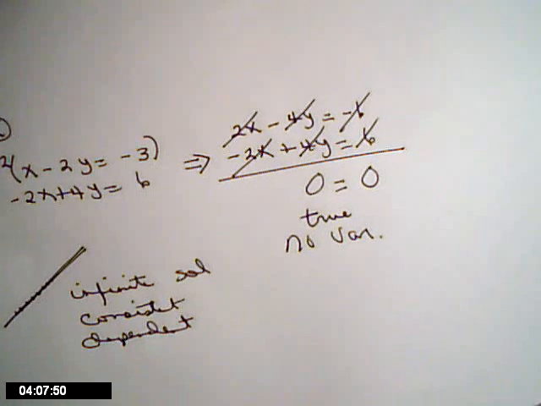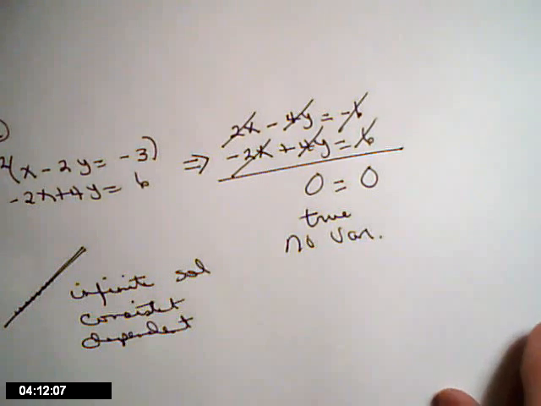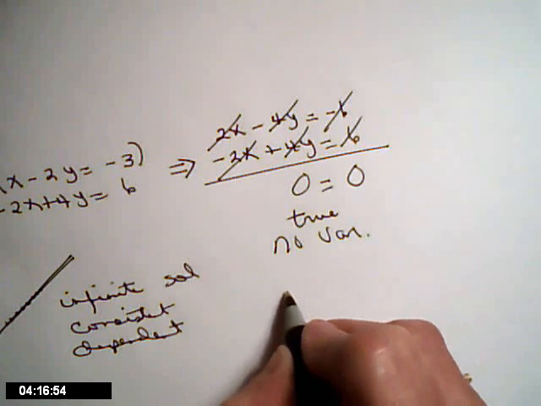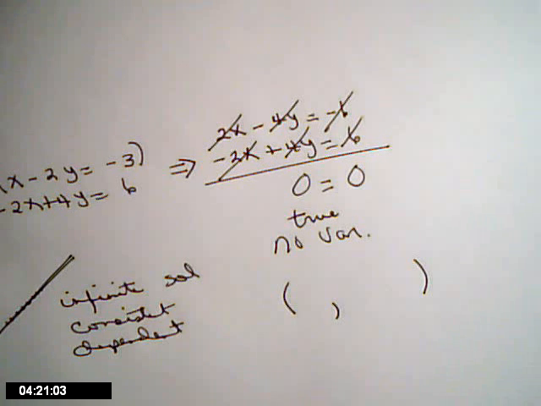Now, some books will select and choose infinite solutions, but our book asks us to go one step farther. And they say, now look, you do have solutions, so let's represent that as an ordered pair. Now here's how we're going to do this.